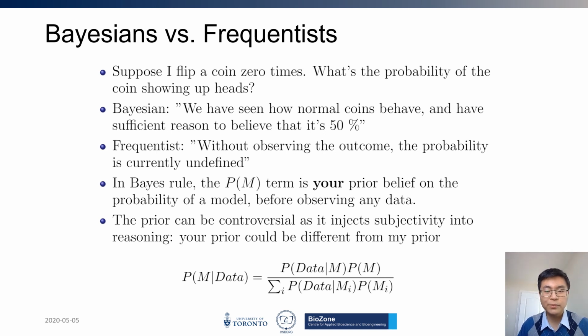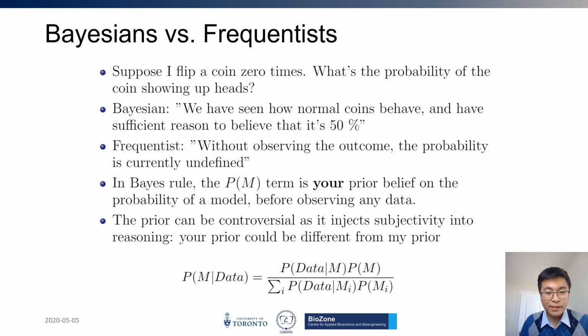So suppose you flip a coin 0 times. Okay, so you don't flip the coin at all. And I ask you, what is the probability of the coin showing up heads? If you're Bayesian, you would probably say it's 50-50 because you have seen how normal coins behave, and you have reason to believe that most coins would have a 50-50 chance of landing heads or tails.